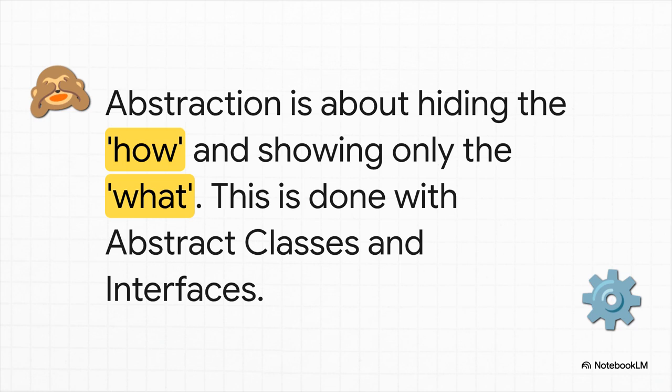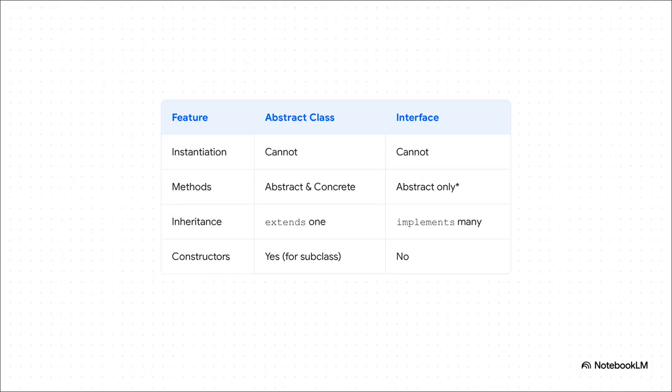So yeah, abstraction is all about defining what an object can do while totally hiding how it gets it done. And in our code, we usually pull this off in two main ways: with abstract classes, which are like a partial blueprint, and with interfaces, which are more like a complete contract of behaviors. This table really breaks down the key differences.